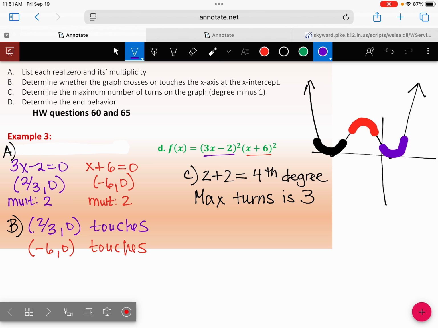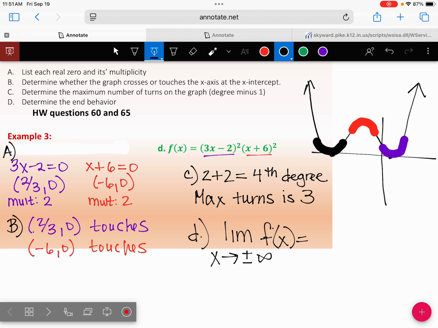So now let's do our end behavior, part D. And because it's even, we can write one behavior statement. So the limit as x approaches plus and minus infinity of f of x is positive infinity. Any questions?